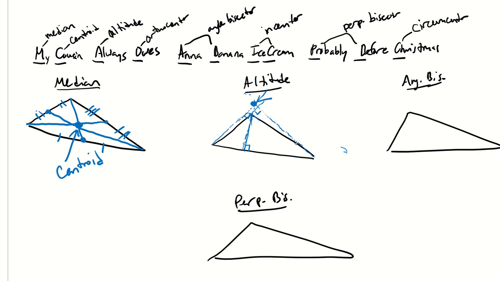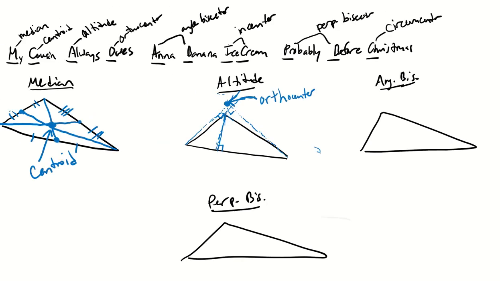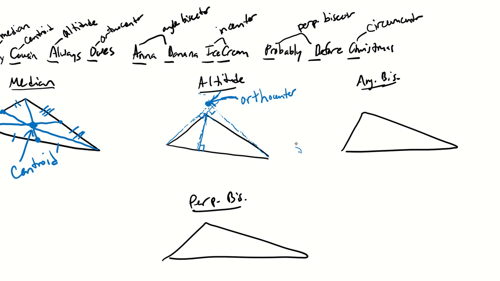And you can kind of see I'm making those right angles, but notice that they all meet at a point as well. And that point right there where they meet, which could be outside of the triangle, it does not have to be inside the triangle, is known as the orthocenter. All right. And so that's how I remember it: altitude, orthocenter.